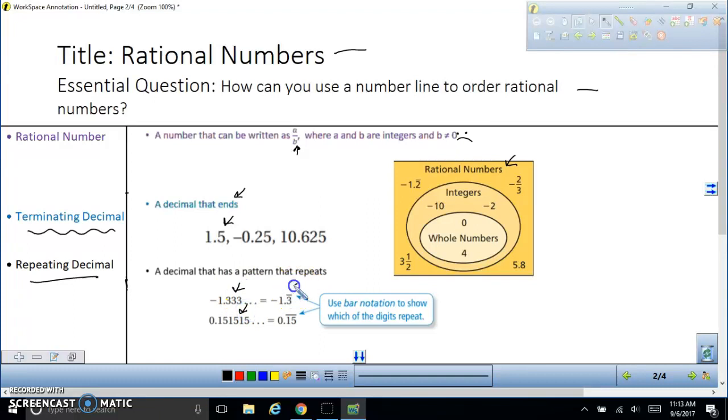We use this symbol to show and demonstrate that it's a repeating pattern. It has to be a repeating pattern, okay? Super important. These dots without the symbol above the 3 tell you it goes on forever. The dots tell you to go on forever. We use these symbols because it's a lot easier.